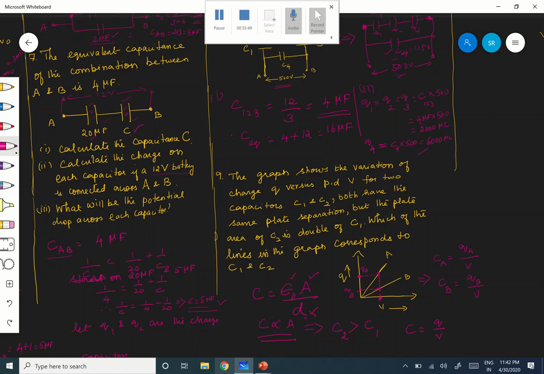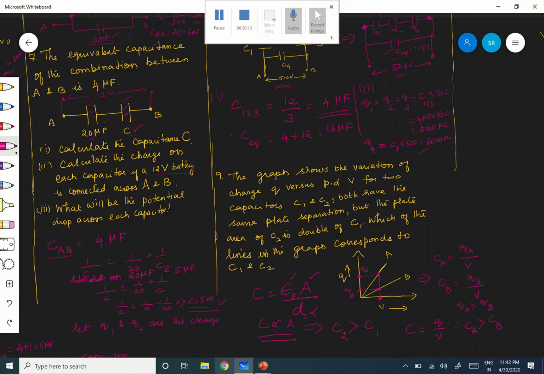From that, you know that QA is more than QB. Therefore, this implies QA is more than QB. Therefore, your CA is more than CB. CA is more than CB. Are you following this method, right?